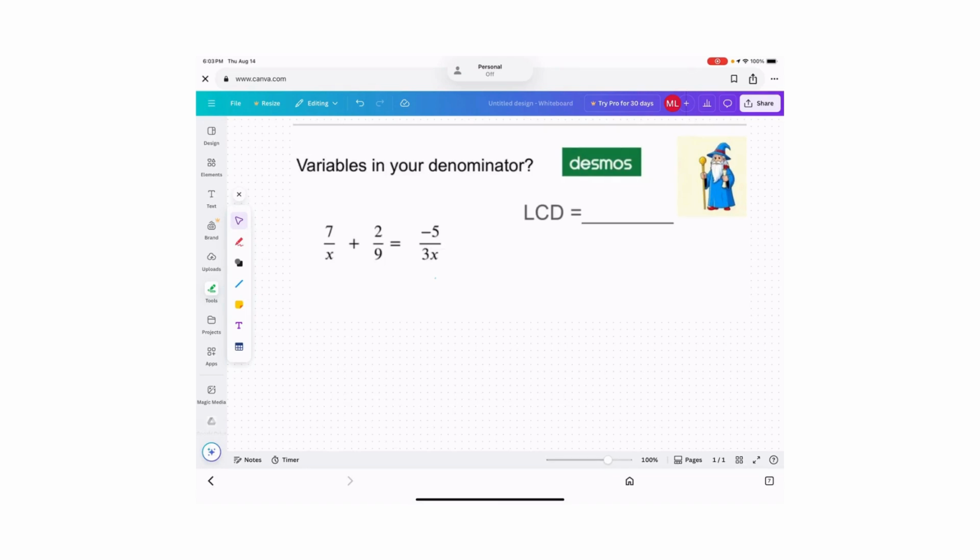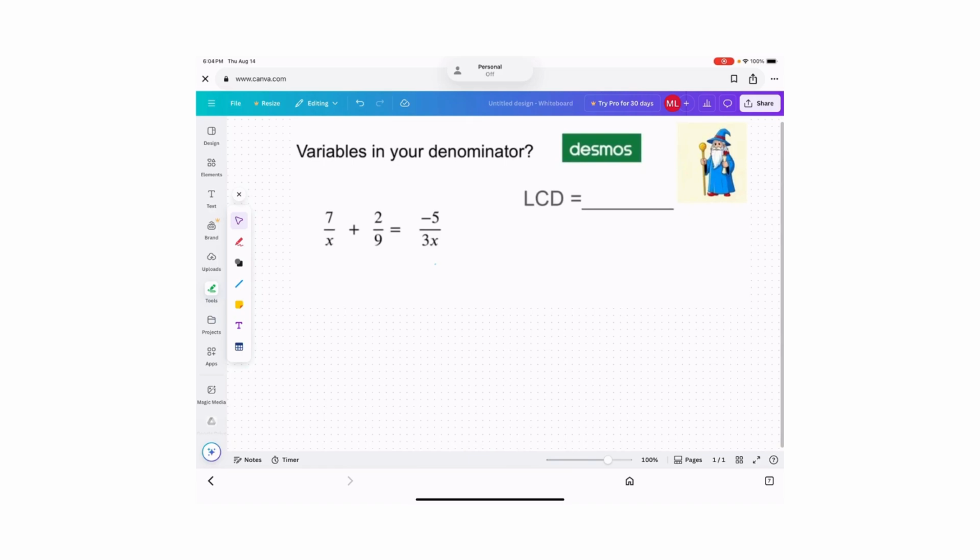So what happens if I run into a situation like this, where I have a fractional equation with variables actually in the denominator? Well, unfortunately, Desmos cannot help you get rid of the variables in the denominator, but it can help you get rid of the number portions of the denominator. So here, my x, Desmos is not going to help me. I can get rid of the 9, and I can get rid of the 3 portion of the 3x. But it's pretty simple to divide out the x if we make part of our LCD x.